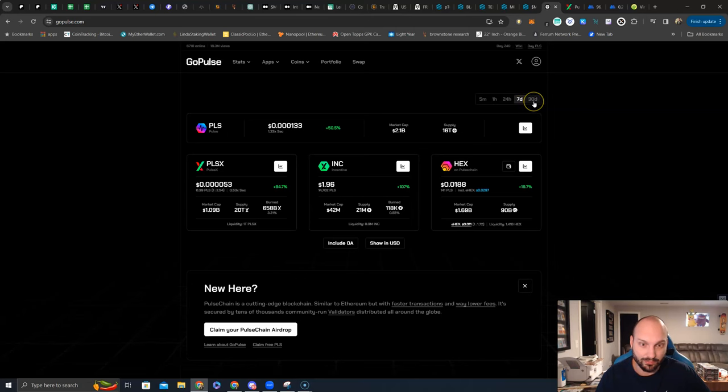So 7 days out, same thing continues, all green, but let's look at 30 days. PLS up a staggering 134%. PLSX up 237%, almost doubling PLS's performance while burning 658 billion PLSX. Now, these aren't just burns, people. Based on the trading activity that happens on the PulseX decentralized exchange, a percentage of those trading fees are used to buy back and then burn this PLSX. That is why it is outperforming. That is why I think it will continue to outperform PLS, at least until this gets to the sacrifice price, which is at 0.0001. Till we get there, I think PLSX continues to outperform PLS.